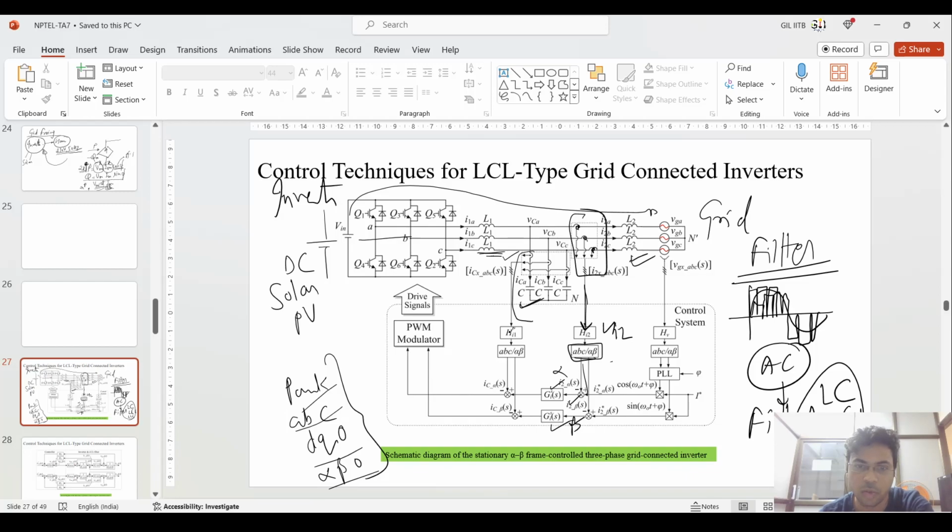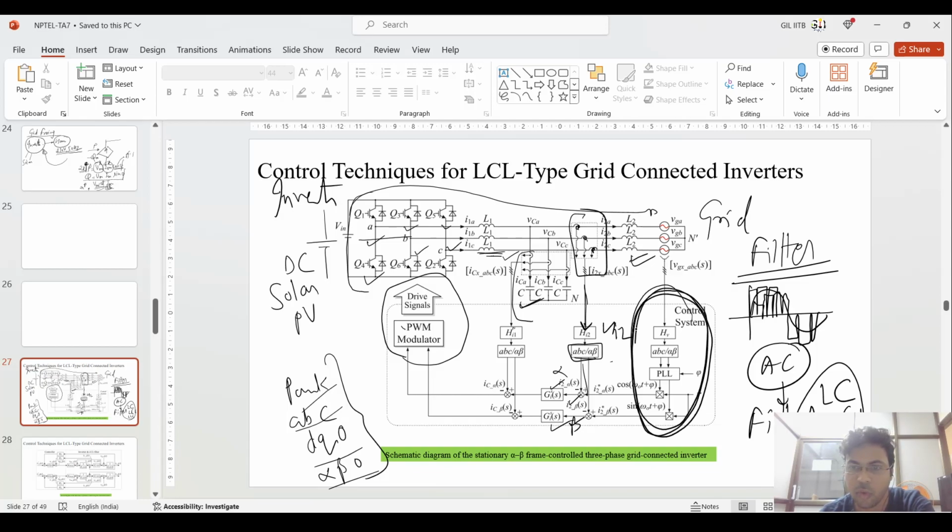Okay, the current is being filtered. From that, the capacitor current is controlled based upon what the PWM modulator generates. This PWM modulator is generating the PWM for the switches installed in the inverter itself.